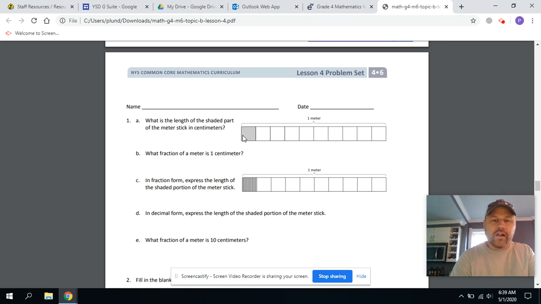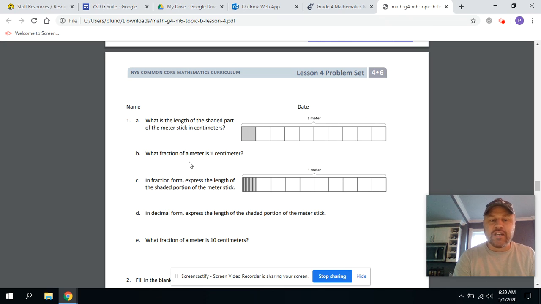So if a meter stick has 100 centimeters and it's broken into 10 pieces, then this would be 10 centimeters because it's 10, 20, 30, 40, 50, 60, 70, 80, 90, 100 centimeters. So the shaded part is 10 centimeters.